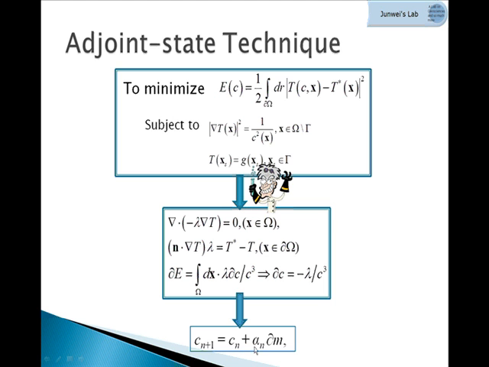Cn is your current velocity, alpha n is the step size, and delta m is the perturbation of the model. If you're using the steepest descent method, delta m equals delta c. If you're using the conjugate gradient method or any other method, delta m can be calculated from delta c. In our case, we like the quasi-Newton method, the limited memory BFGS method, because its convergence rate is much faster than the conjugate gradient method.